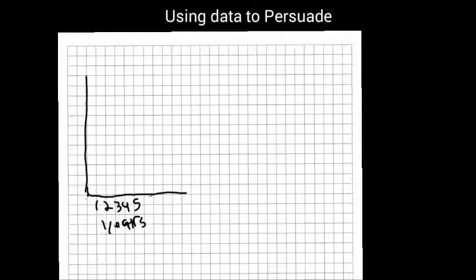And over here we'll have prices. So we'll say this is $7, $8, 9, 10, 11. So year 1 we'll say $7.50, year 2 is $8.50, year 3 is 9, year 4 is 9, and year 5 we'll say is $9.50. So we've got a graph here, and this is misleading.